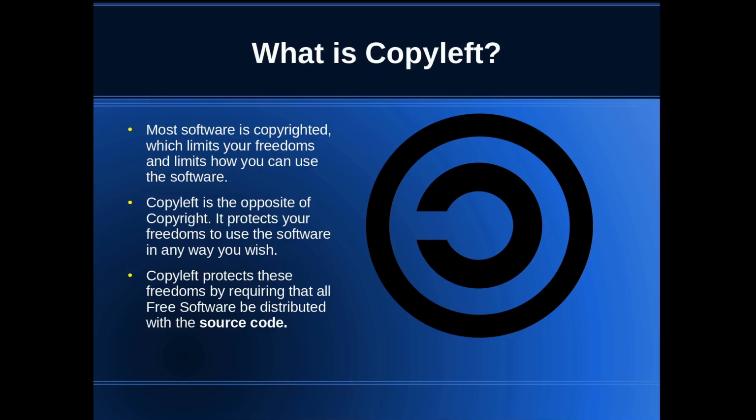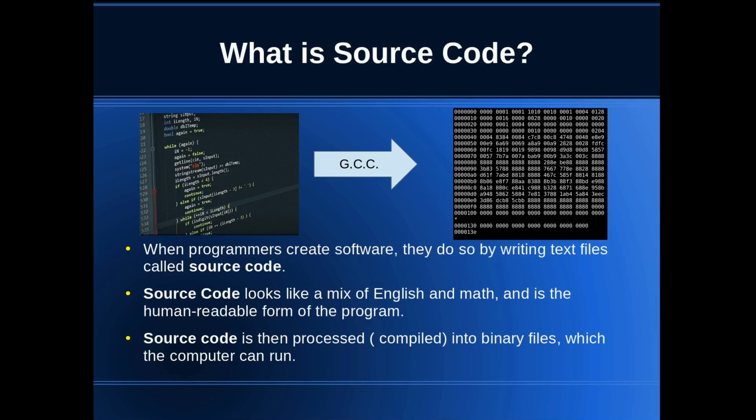I've been mentioning source code. So what is source code? When programmers create software, they do so by writing text files in something called source code. If you were to open up source code, you would see that it looks kind of like a mix of English and math and is the human readable form of the program.